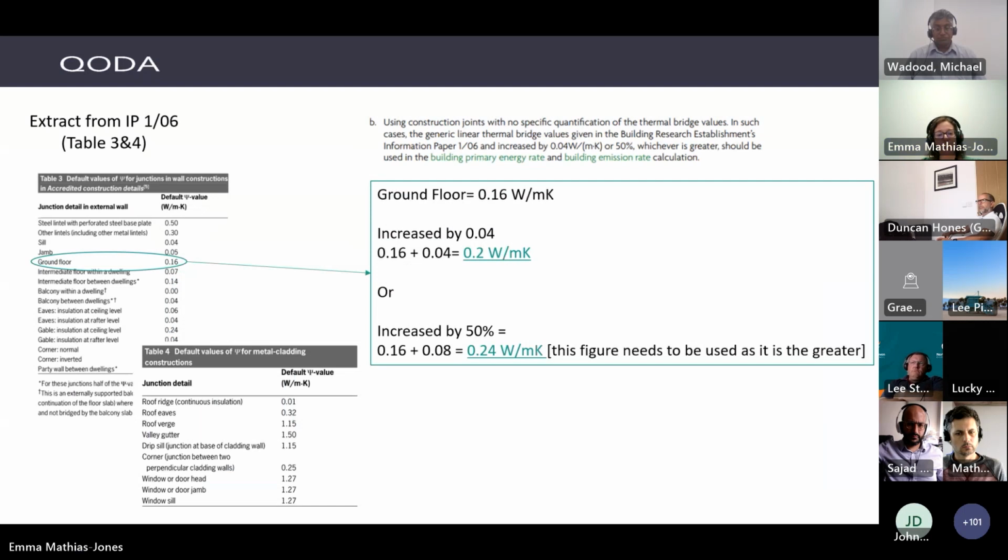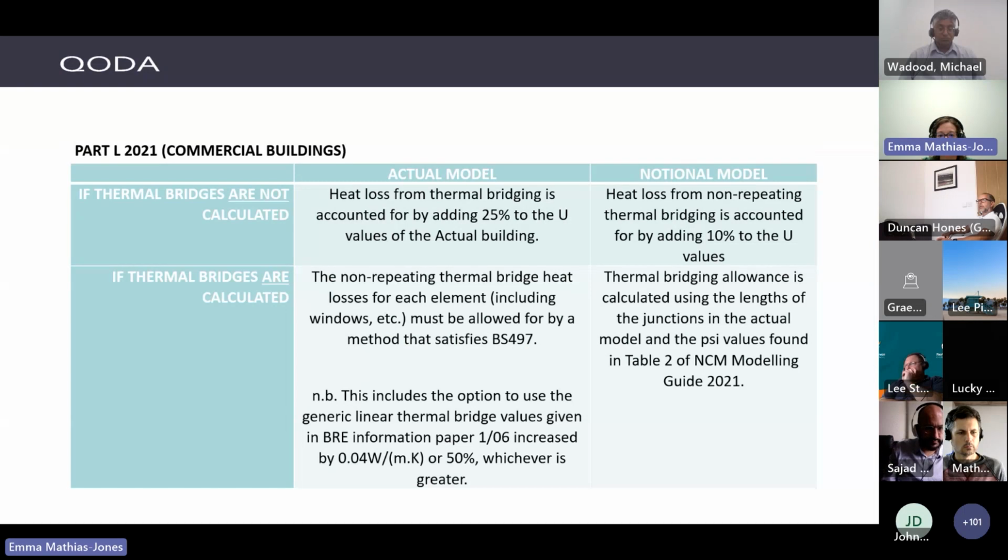So you would get that psi value of 0.16, but you'd increase it by either 0.04 or 50%, whichever one's the greater. So in this case, it would be that 0.24. So it would still be quite high. So you might want to actually get the actual psi value of that junction anyway. And yeah, that's what we're being compared against.